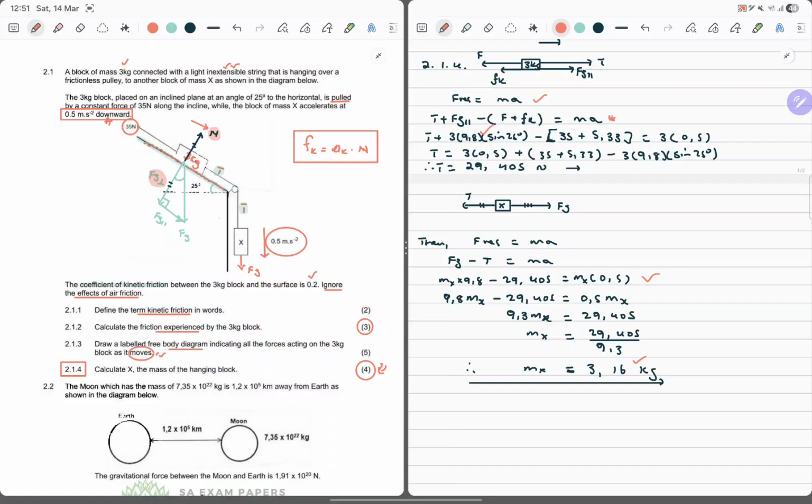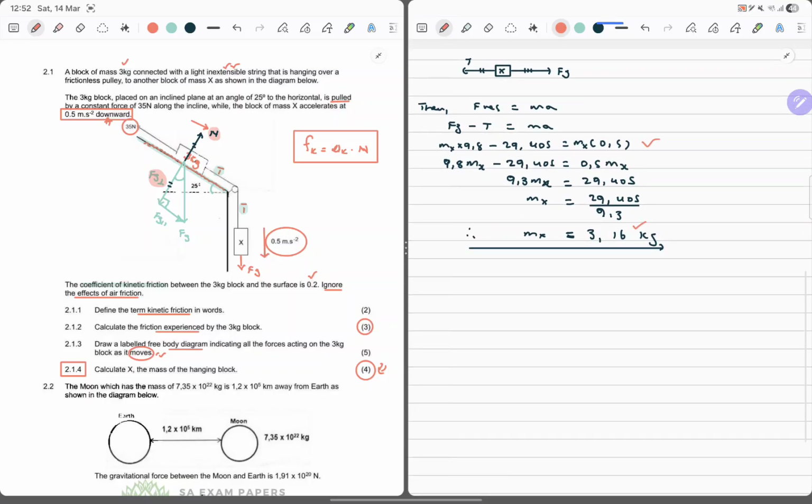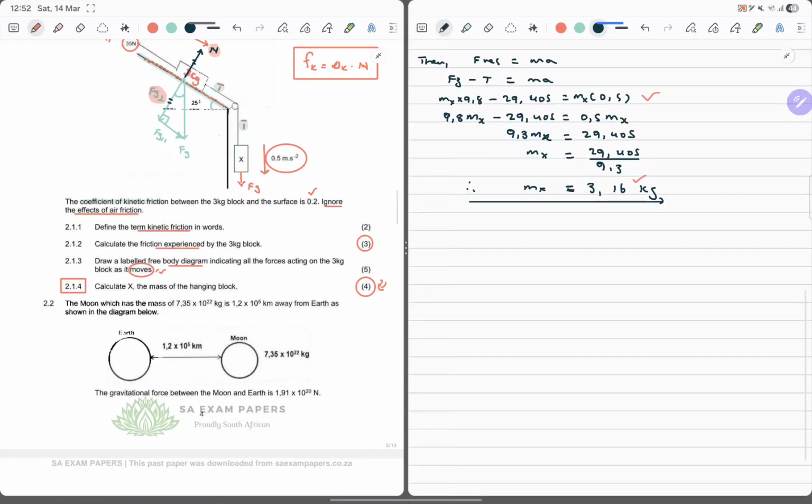Okay. Sometimes you may derive simultaneous equations in terms of the tension, and you will see that once you eliminate the tension, you will literally end up with the mass that we want. But however you do it, guys, it's up to you. No one will dictate that much on how you're going to do this. Okay, let's do 2.2 quickly.